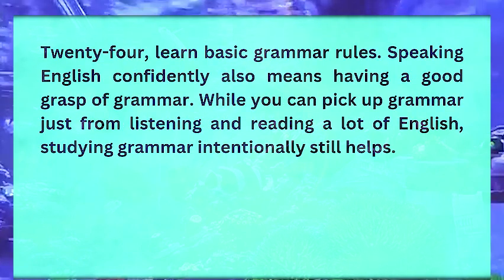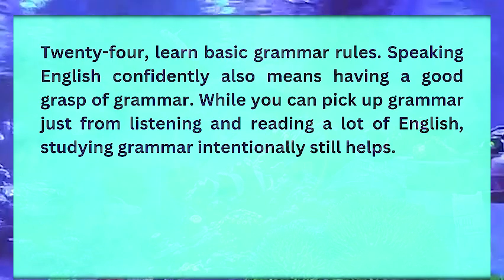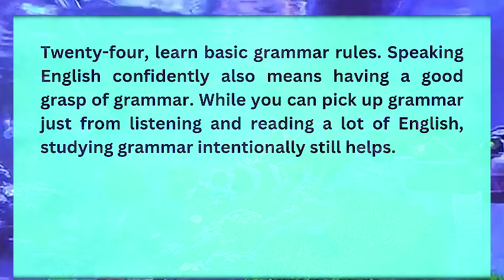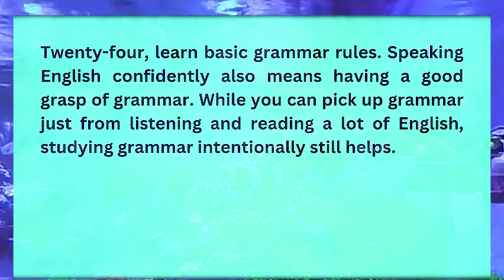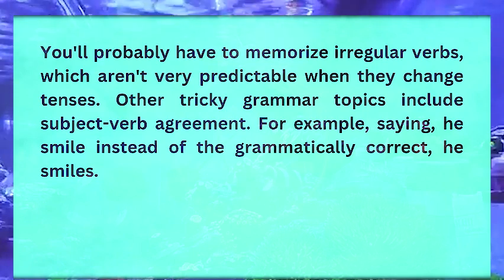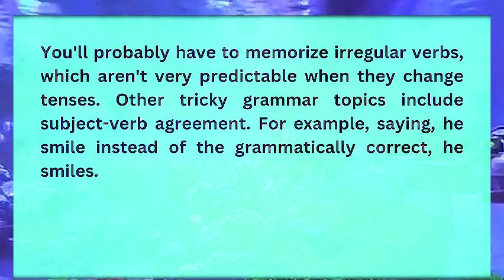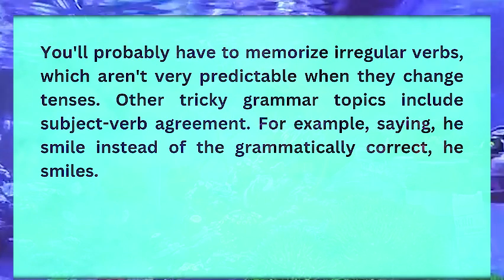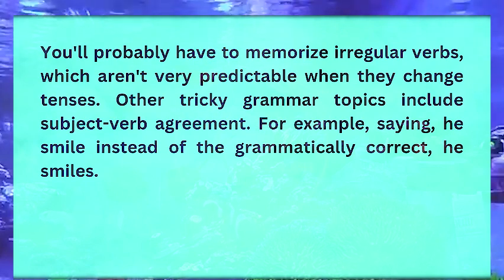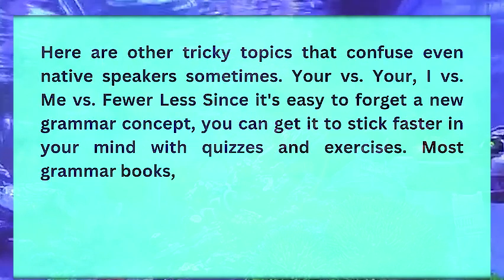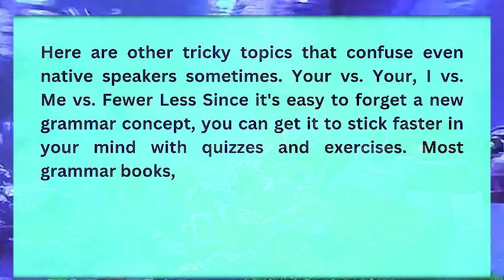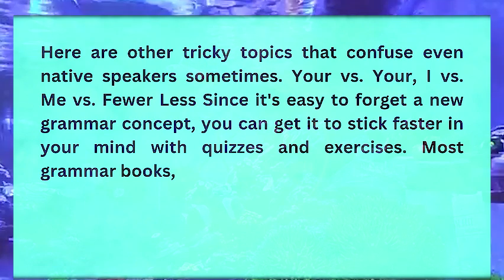24. Learn basic grammar rules. Speaking English confidently also means having a good grasp of grammar. While you can pick up grammar just from listening and reading a lot of English, studying grammar intentionally still helps. You'll probably have to memorize irregular verbs, which aren't very predictable when they change tenses. Other tricky grammar topics include subject-verb agreement. For example, saying, "He smile" instead of the grammatically correct, "He smiles." Here are other tricky topics that confuse even native speakers sometimes: your versus you're, I versus me, and fewer versus less.